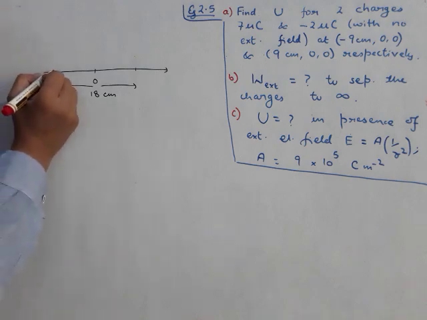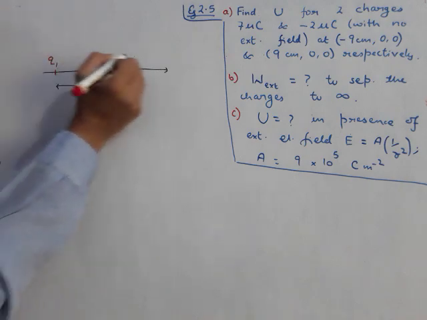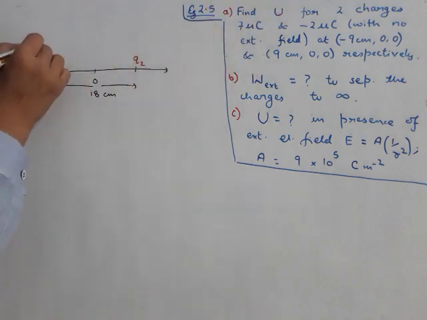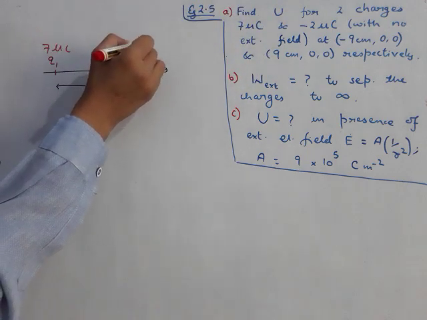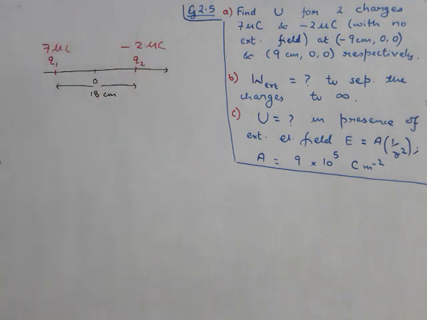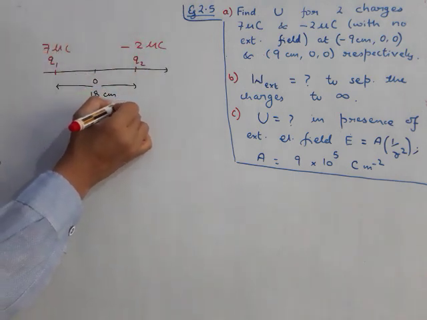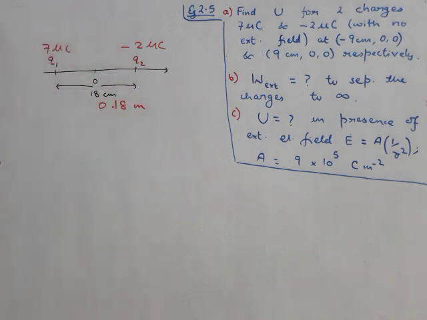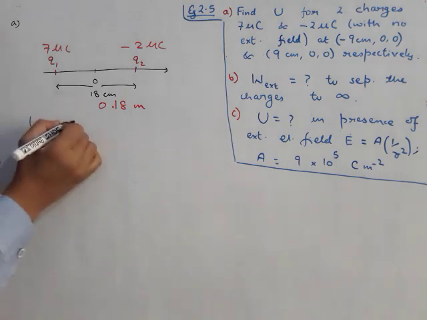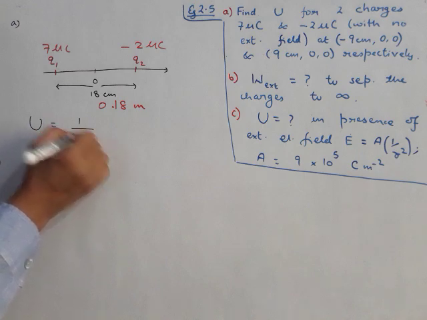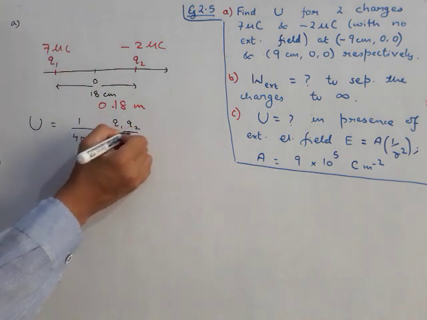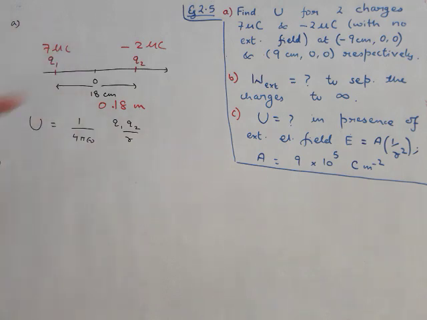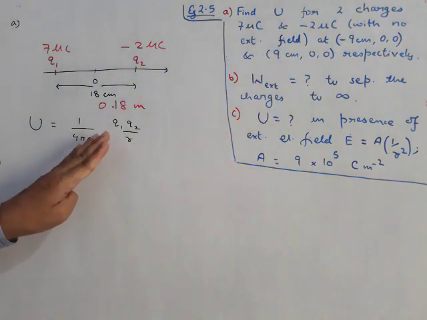At these two locations, it is given in the question there are two charges. One is q1, whose value is 7 microcoulomb, and the other is minus 2 microcoulomb, and the separation between them becomes 18 centimeter, which we can write as 0.18 meters. So the first part of the question is to find the electrostatic potential energy. How do you find it? The electrostatic potential energy U is nothing but 1 by 4 pi epsilon naught into q1 into q2 upon the separation between them. Now it is given there is no external field, so there will be only one term.